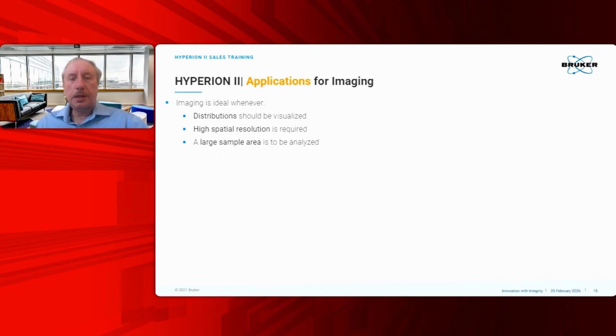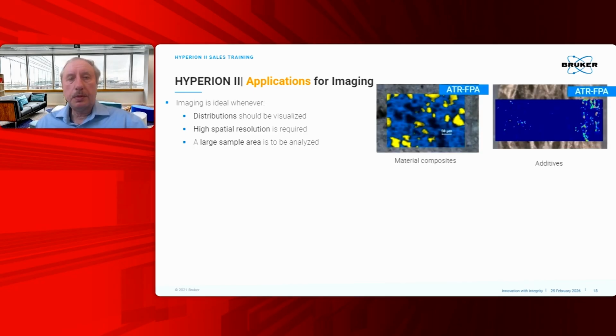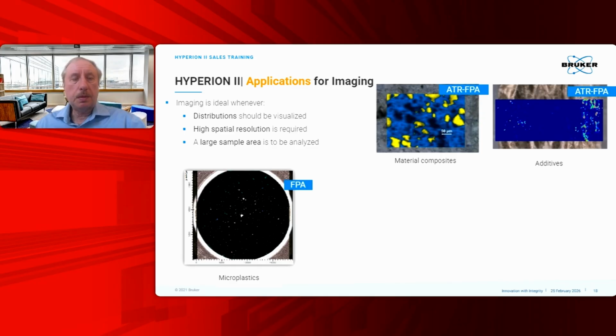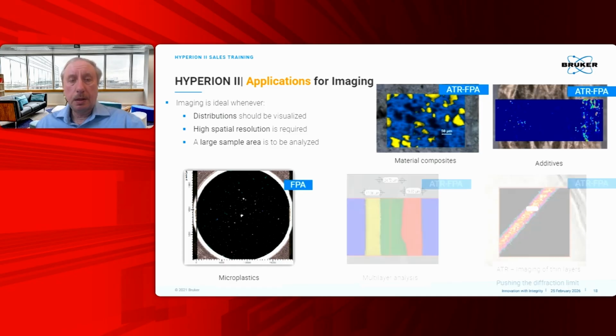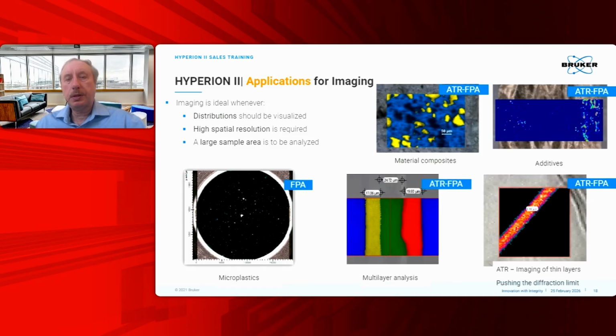There are a lot of different applications for imaging. For example, you can characterize material composites, and how homogeneous the distribution of different ingredients is in the material. You can also study adhesives. One of the important ones is microplastics: you can see their distribution, the size, and also chemical identification of all microplastics on the plate. Multi-layer analysis of films can also be done pretty easily. And ATR, attenuated total reflectance, imaging of thin layers can also be done.